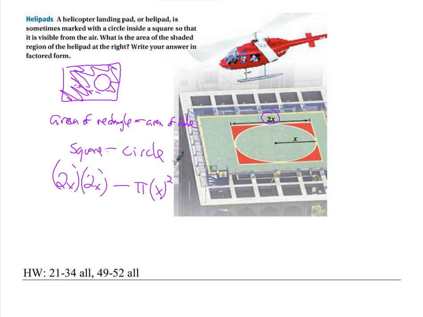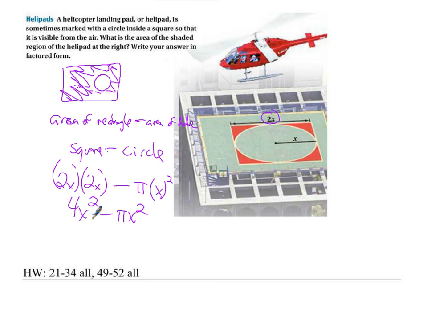So, we have no purpose for a calculator here. We can do this in our head. What's 2x times 2x? 4x squared minus, what's pi times x being squared? Pi x squared. Now they said write the answer in factored form. This is not factored form. We should wind up with a problem that looks like a distributive property problem. So what we need to do here is find the, what? We need to find the GCF.